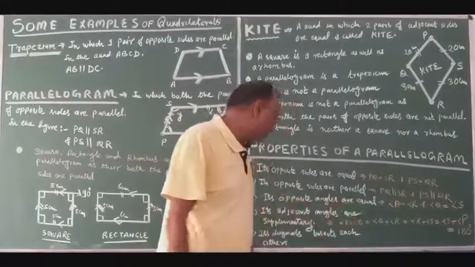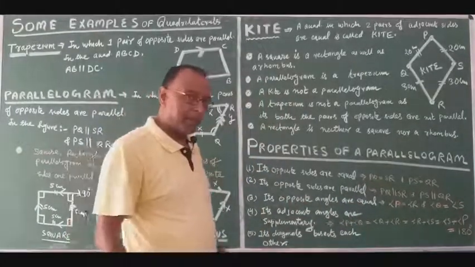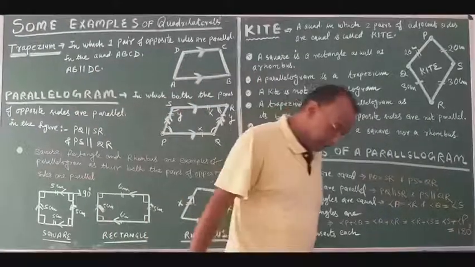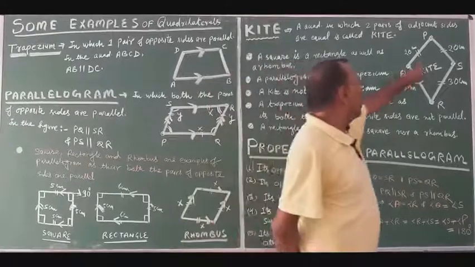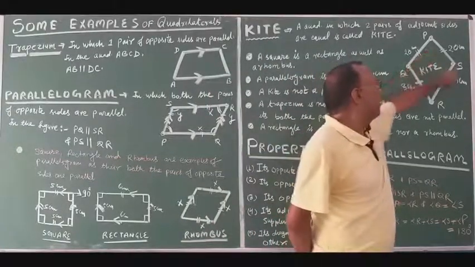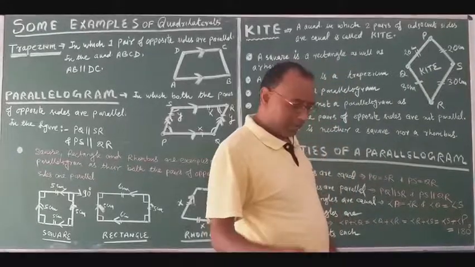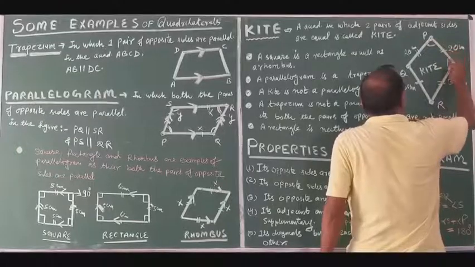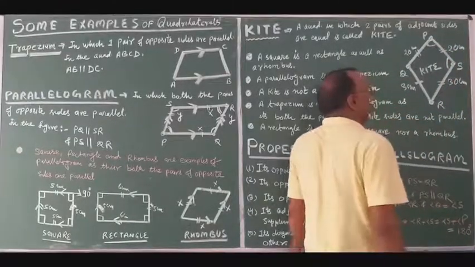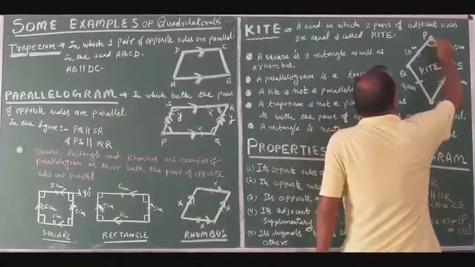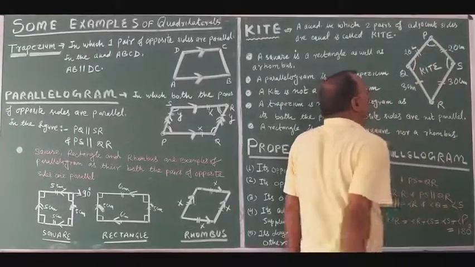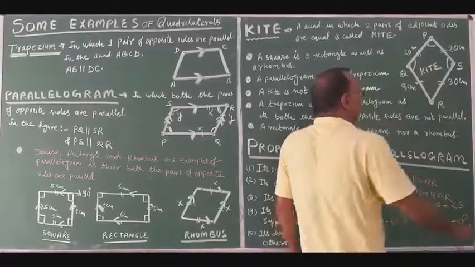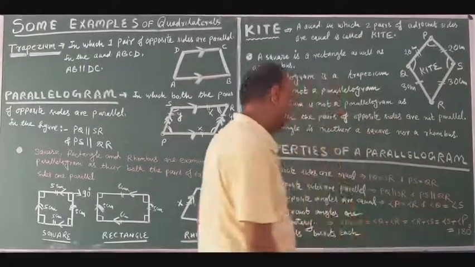Next, its adjacent angles are supplementary. Just look here. What are called adjacent angles? Just like the adjacent sides, sides PQ and PS are adjacent sides. Same in the angles. This P and this S are adjacent. Or you can say this P and this Q are adjacent. Or this Q and this R are adjacent. This R and this S are adjacent.